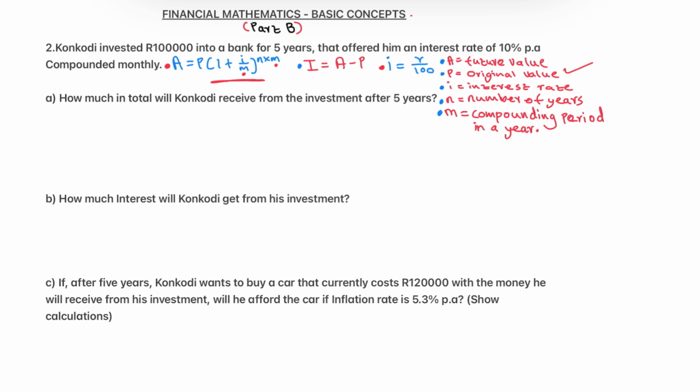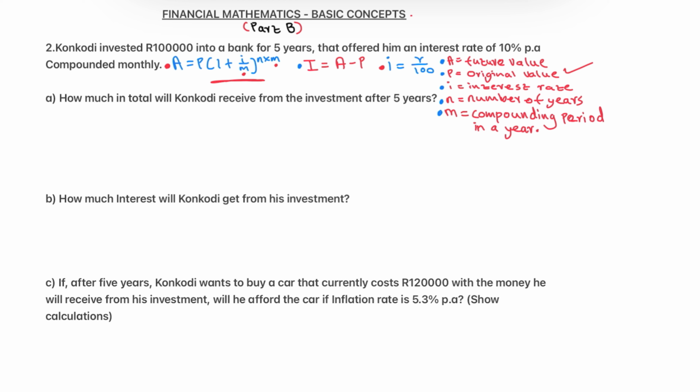So the difference between simple interest and compound interest is that with simple interest, we only have I times N in your brackets. There's no exponent. But with compound interest, the N, for number of years, will be outside the bracket, and it's going to be an exponent. And it will be multiplied by M. What is that M? You can see here, I described it. The M is the compounding period in a year.